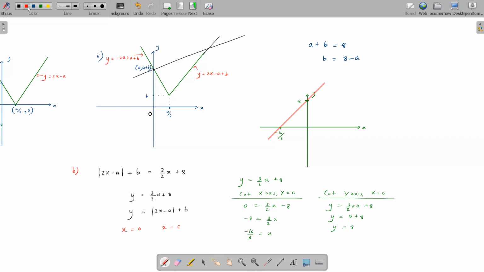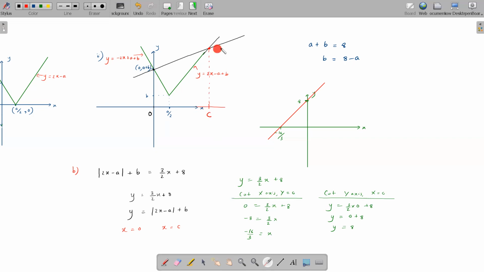Now the other cutting point is over here. This is the point that they say is x equals c, because they say there are two cutting points, x equals 0 and x equals c. Your task is to find the value of c in terms of a. So you have to find that c. How do you find that?